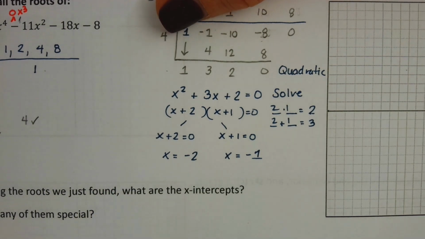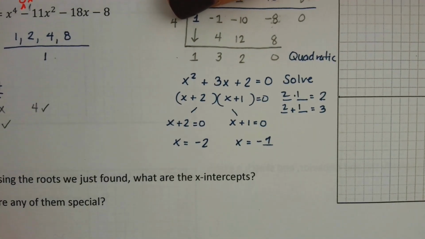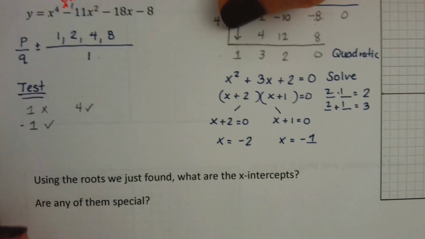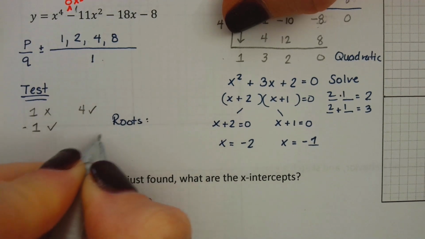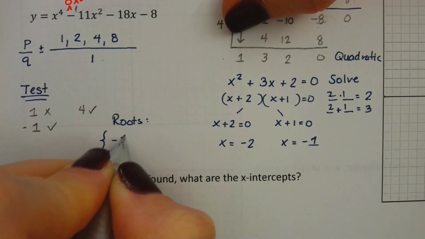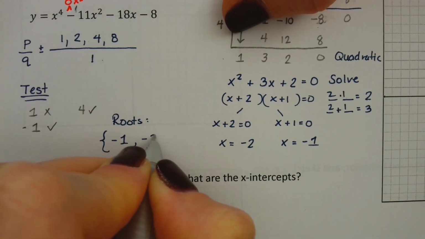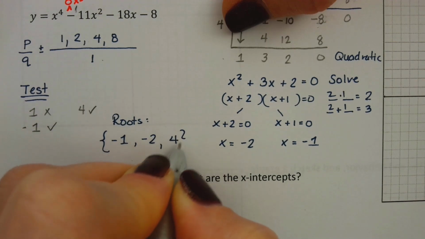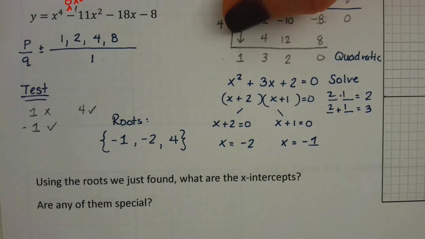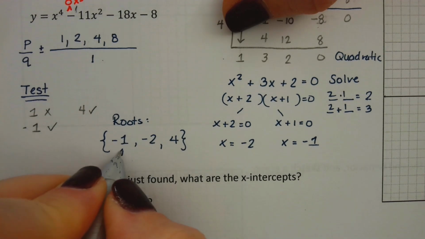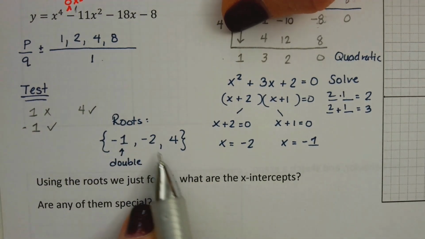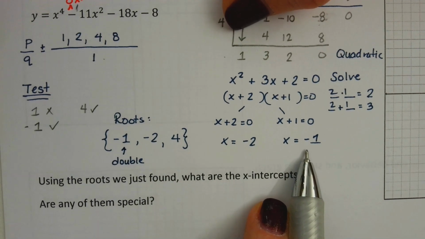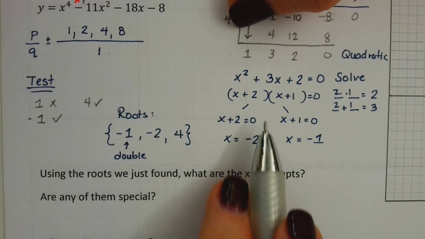Oh, dang, we could have tried negative 1 again. Negative 1 again would have worked. So altogether we got, let's make a list of our roots. We had negative 1, which was a double. We had negative 2, and we have 4. Negative 1 and 4 we took out as synthetic division. Negative 2 and the other negative 1 were the ones we found using solving that quadratic.